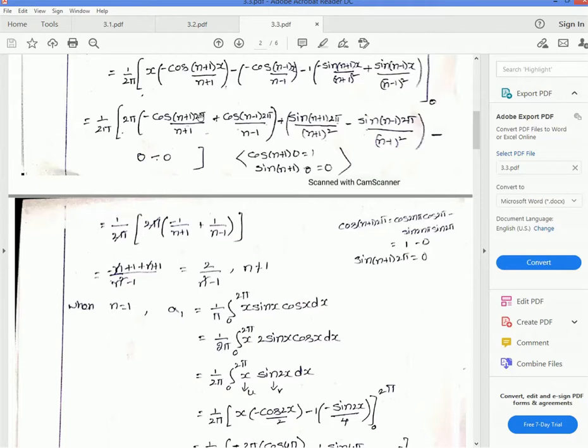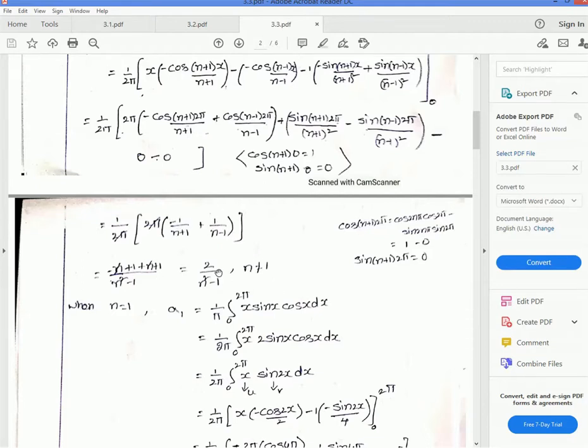Substituting all these values in the results, we get 1/(2π). If we take 2π common, minus 1/(1+n) plus 1/(n−1). Take the LCM, (n+1)(n−1). So we get n² − 1 in the denominator, and by cross multiplication, minus n plus 1 minus plus n plus 1.